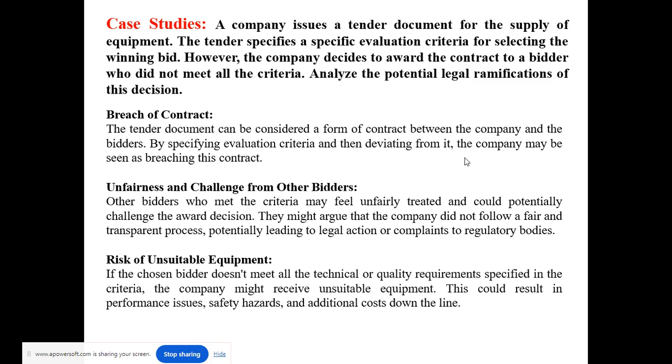So under this module, we have covered this variety of contract issues and topics. In the next module, we will start with another phase.